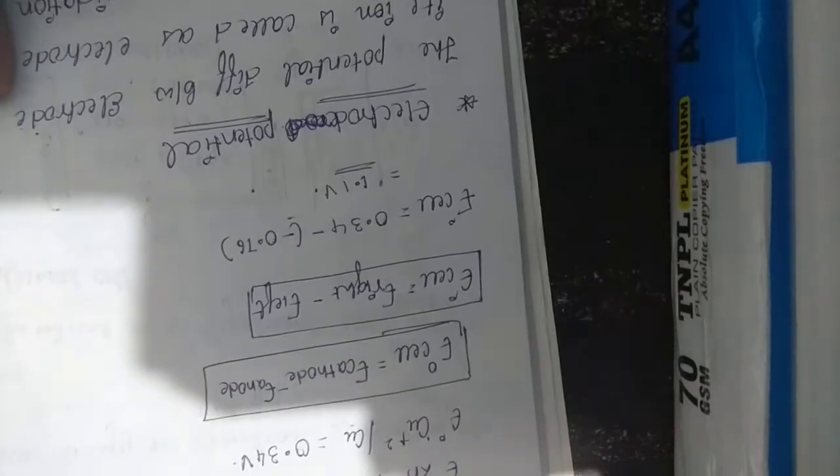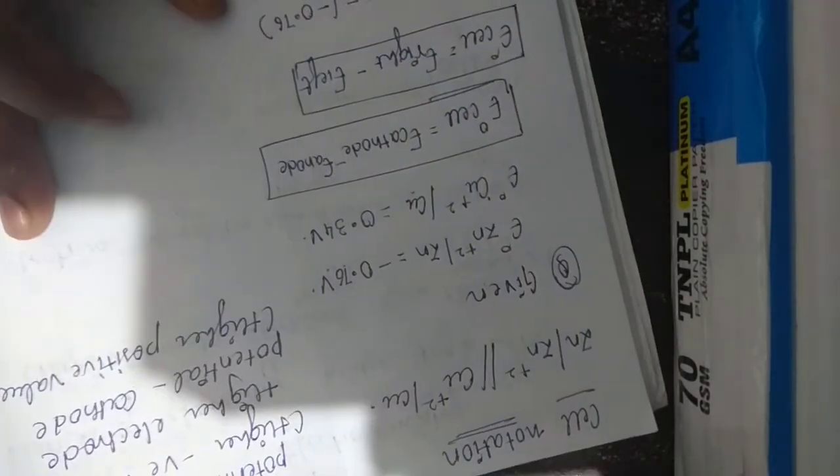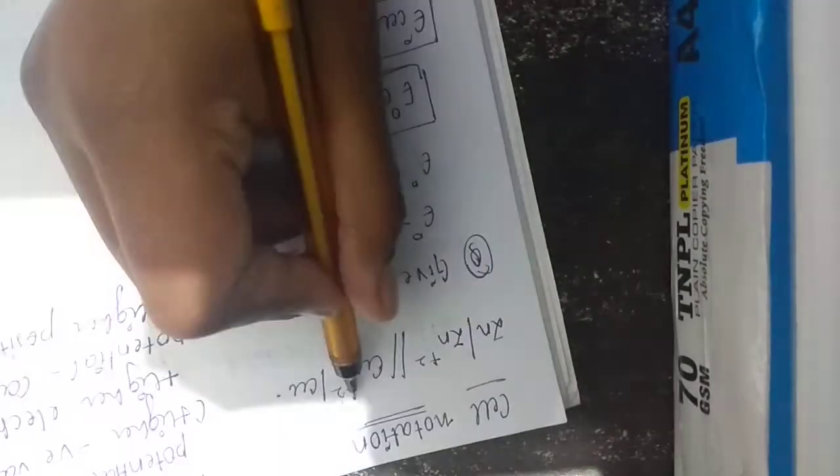This is a very important chapter, and it is more than conceptual. It is a problematic chapter, so you should practice more problems on it. So let's now see the cell notation of the half cells.